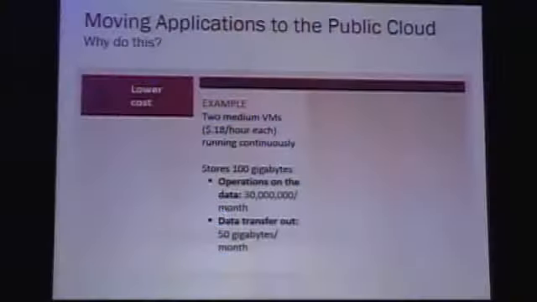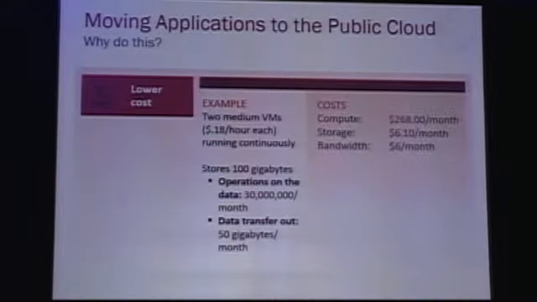Lower cost. Here's a simple example. Suppose I'm going to move a small application. It runs in 2 medium-sized VMs. It has a relatively small database. You can see there with a few operations, data transfer, okay, great. The pricing looks like this in US and Europe. Running that app costs $280.10 a month.